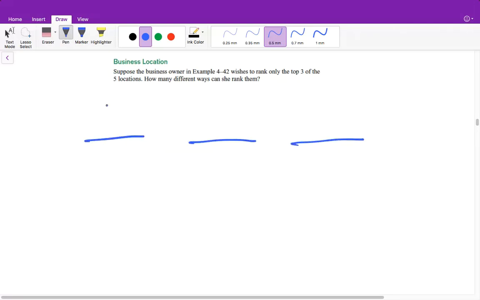When we're ranking 3 of them, we have 5 businesses in the first part. We have 4 after we rank one of them. Then we have 3 after we rank 2 of them, and we're stopping there because we're not ranking our 4th and 5th. So we would just multiply these together, which would then be equal to 60. So there's 60 ways we can rank these.